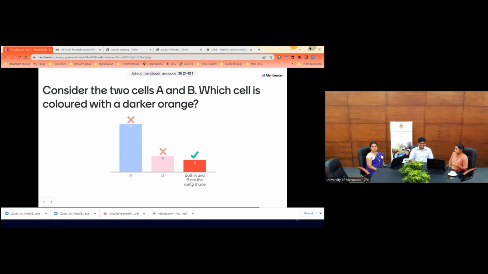And that proves the last point that I made about color saturation as well. The picture that you were looking at had these two cells marked A and B. One appeared to look darker than the other, but that was purely because of the colors that were surrounding it. So when you're using colors, something that you need to be very careful about is what you have around it, right?